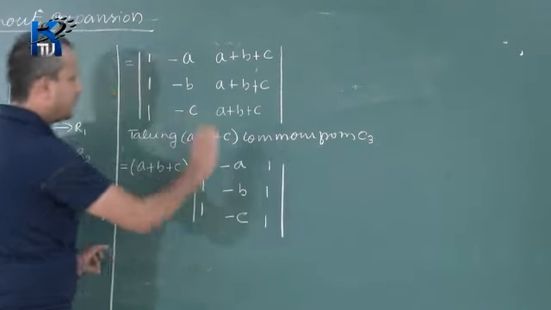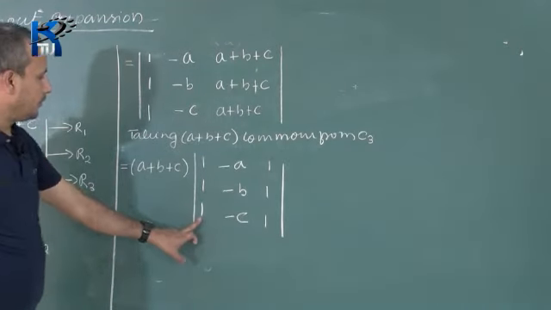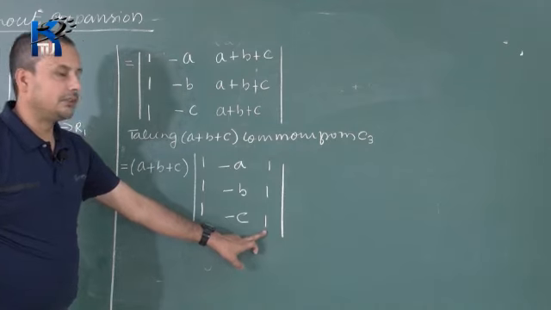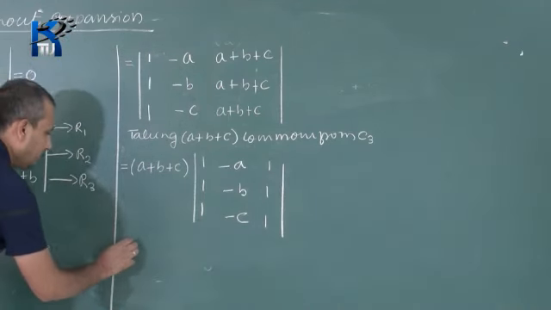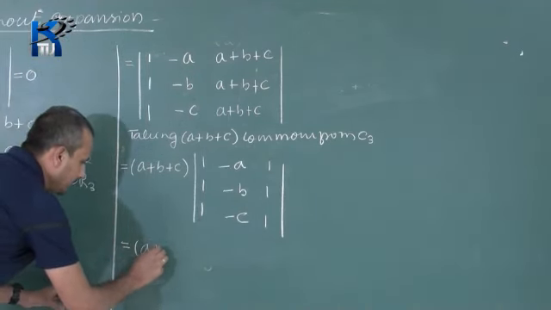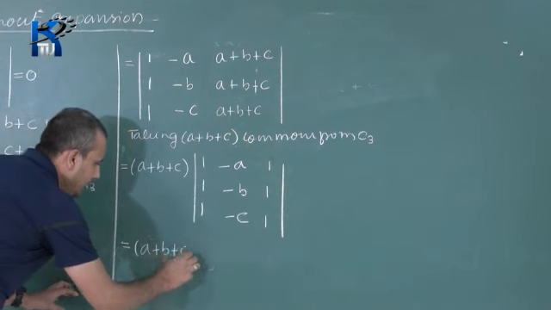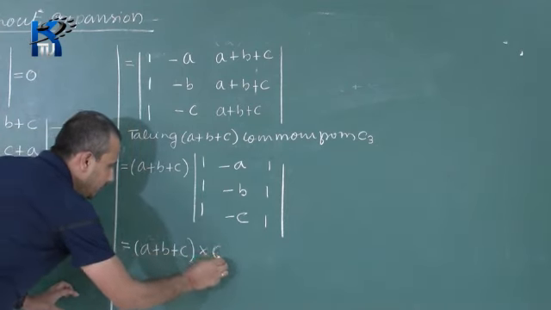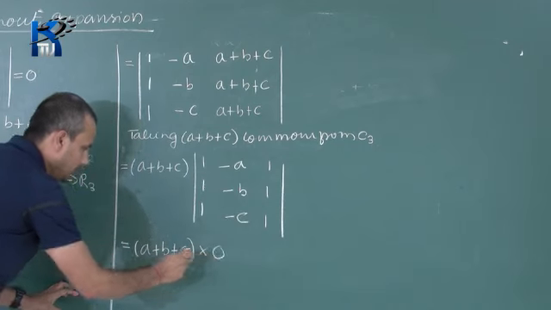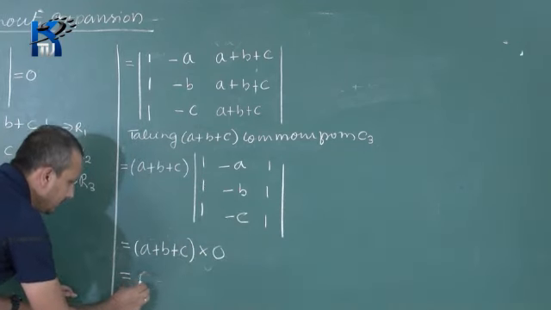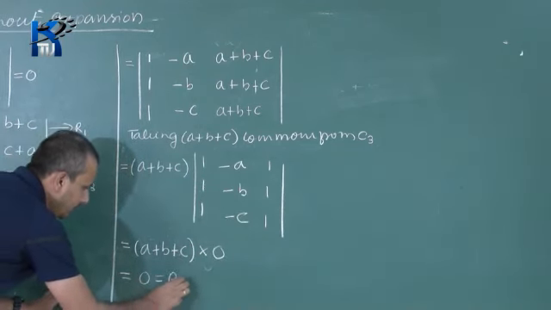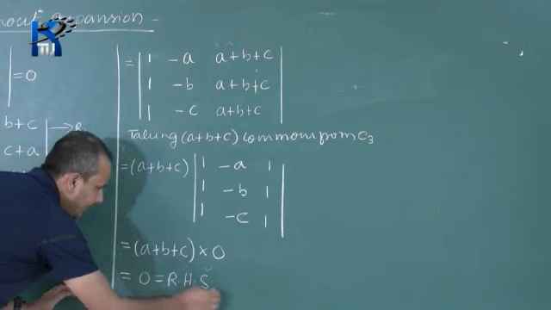Now in this case, the first column and the third column are identical. If any two rows or any two columns of a given determinant are identical, the value of the determinant is equal to 0. This determinant is equal to 0. 0 into A plus B plus C is 0. This is equal to the right hand side.